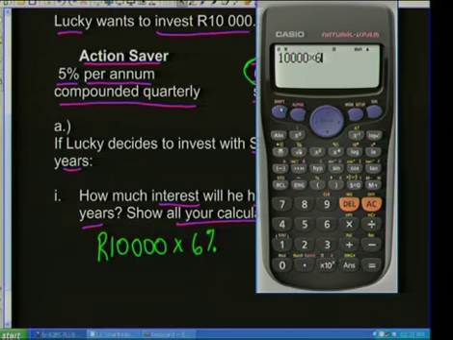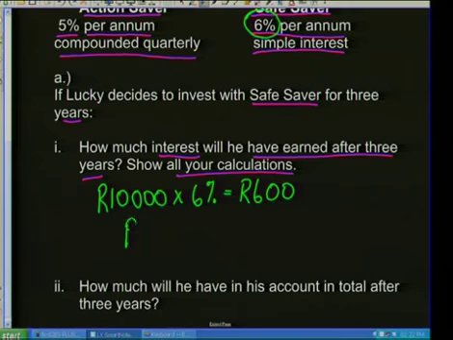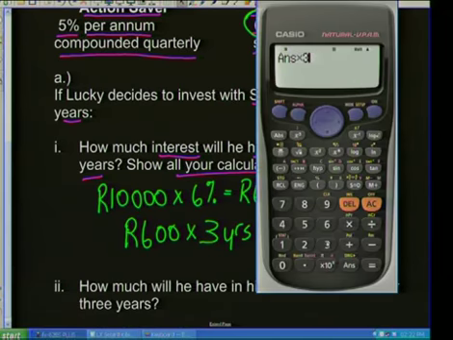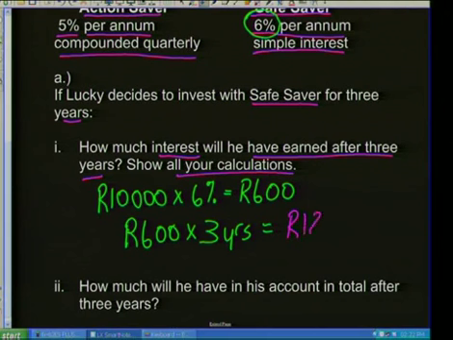Check that you've got the correct numbers. I always tend to count them in my head. I go 10 and then 3 zeros. Okay, times that by 6%, and we'll see that he earns 600 Rand per year. So it is 600 Rand per year. Now, the interest is only calculated on the original amount. So every year he's going to earn 600 Rand. So all we need to do in this case is take our 600 Rand and times it by 3 years. We can do that on our calculator. I think we can also probably do that in our head, and we see that it is 1,800 Rand. So he earns 1,800 Rand.